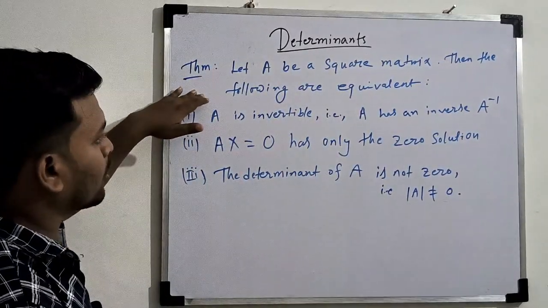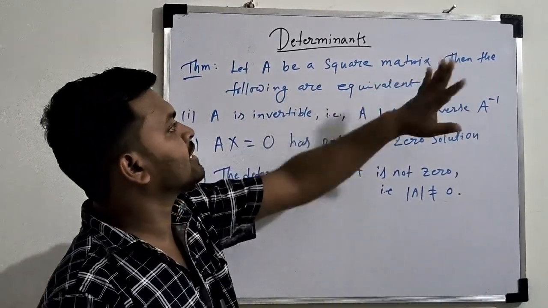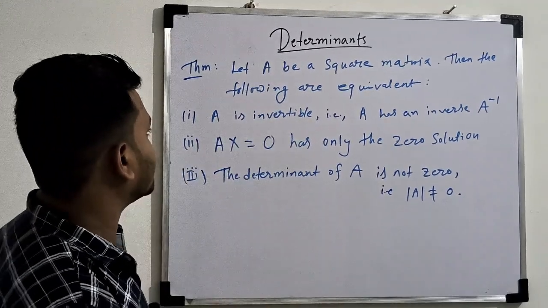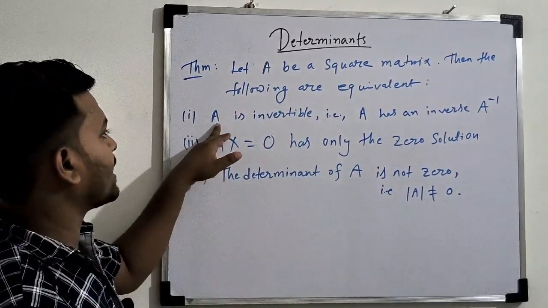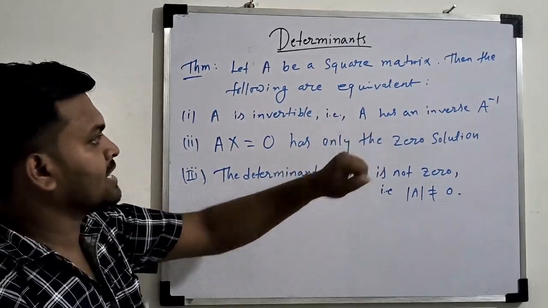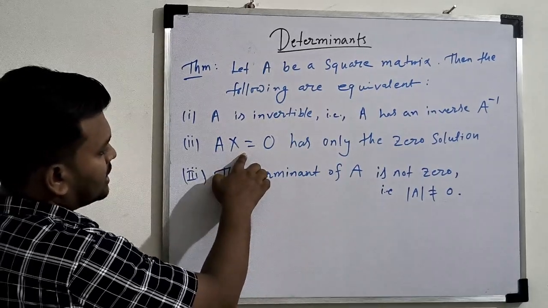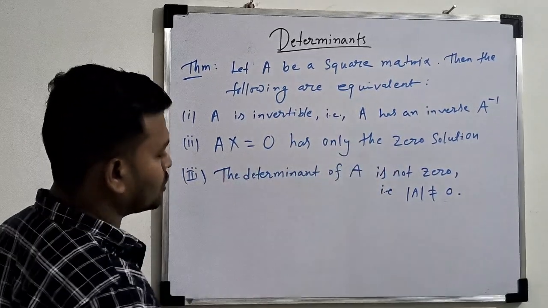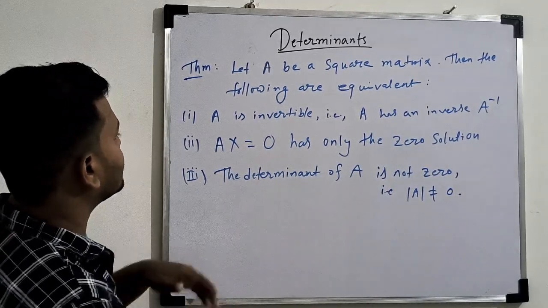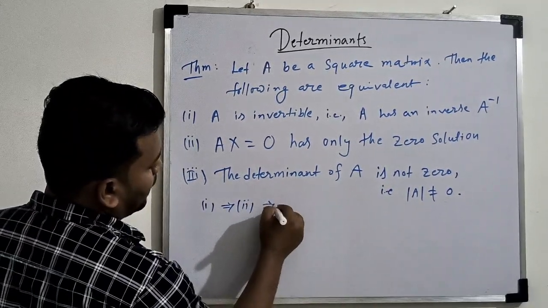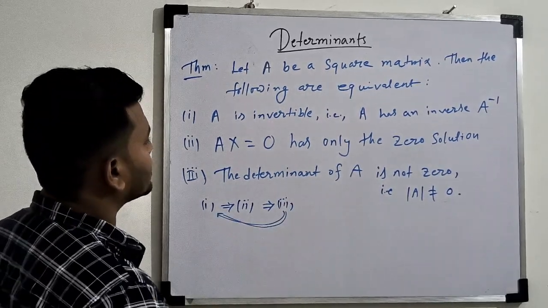Now we discuss a very important theorem. The theorem states that, let A be a square matrix, then the following are equivalent. First, A is invertible, meaning there is an inverse for this matrix A, so A inverse exists. Second, AX = 0, this system of linear equations, has only the zero solution. And third, the determinant of A is not zero. Equivalent means 1 implies 2, 2 implies 3, and 3 implies 1.